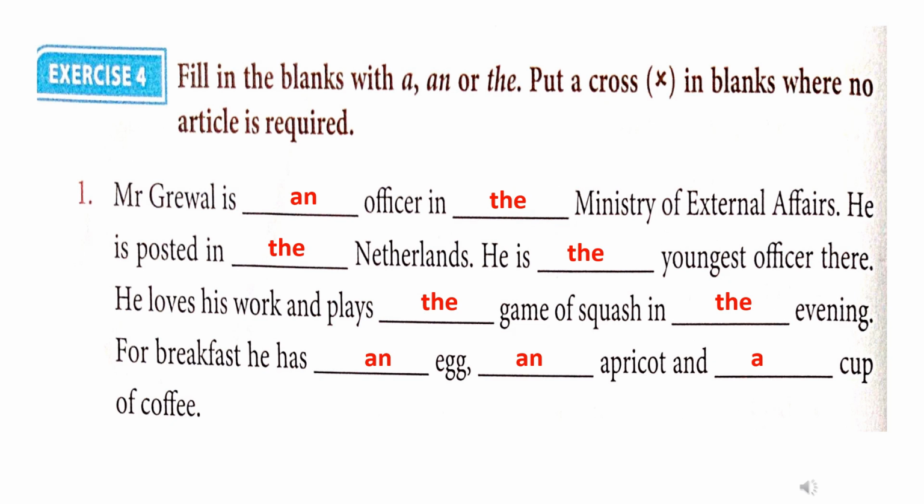First, Mr. Grewal is an officer in the Ministry of External Affairs. He is posted in the Netherlands. He is the youngest officer there. He loves his work and plays the game of squash in the evening. For breakfast, he has an egg, an apricot, and a cup of coffee.